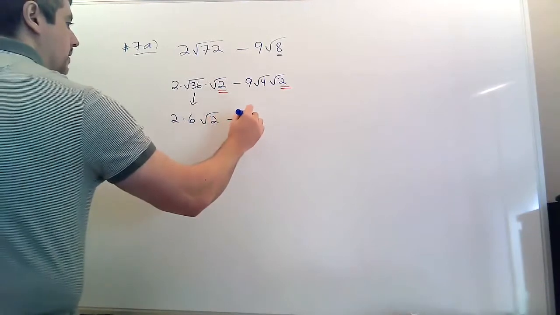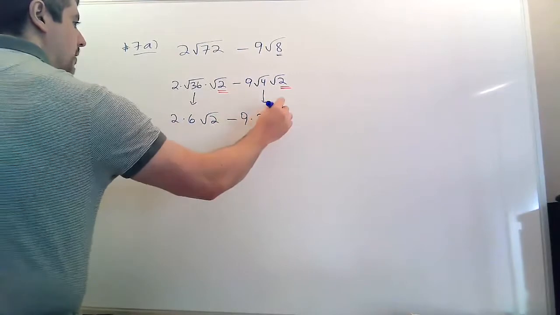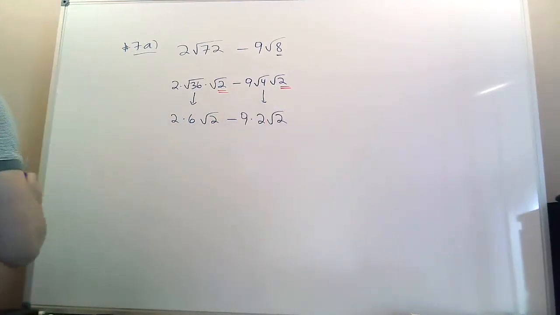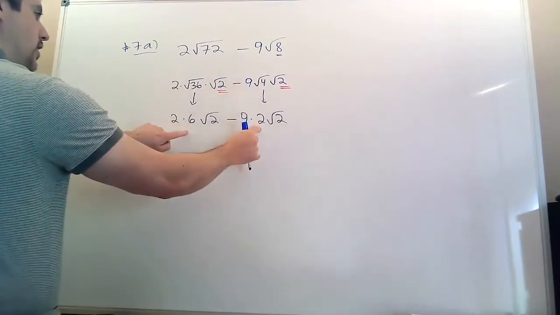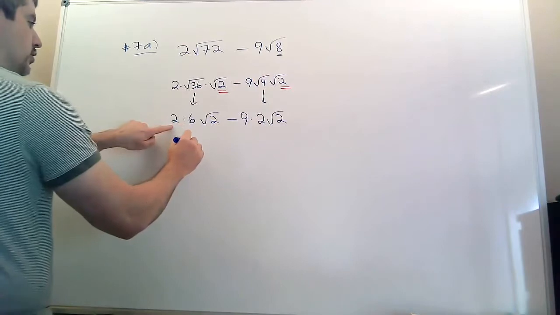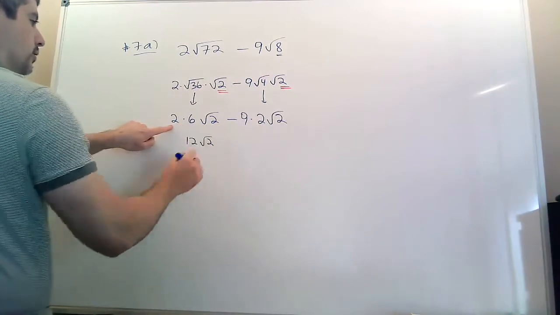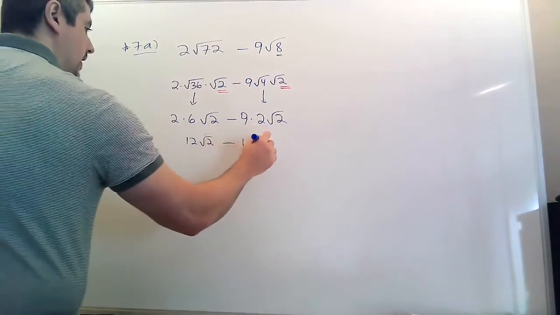The 9 is waiting. What's it waiting for? It's waiting for the 4 to come out. 4 comes out as 2, because the square root of 4 is 2. So you take them out of jail. So first you split them up. Then you take them out of jail. Then you combine, right? Here you get 2 times 6, which is 12. 12 what? 12 radical 2's. Minus 9 times 2 is 18. So you have 18 radical 2's.